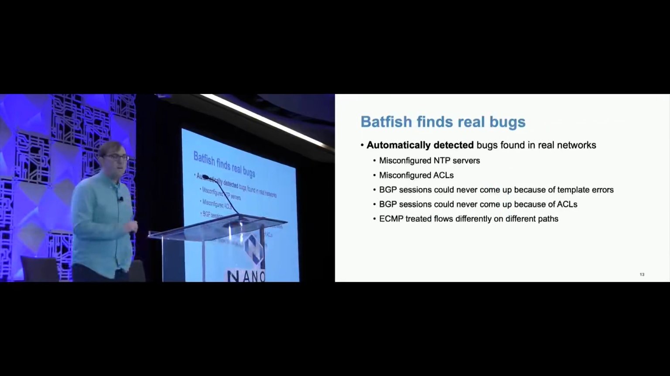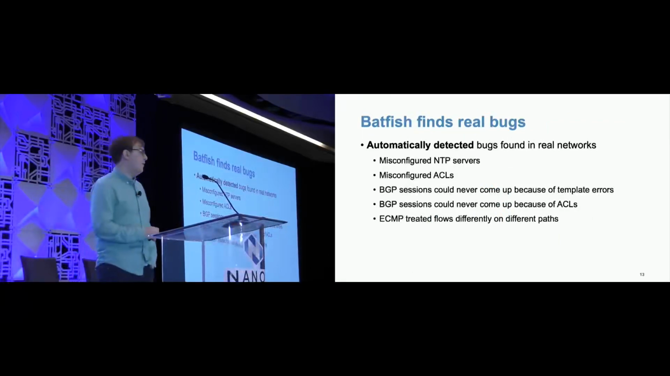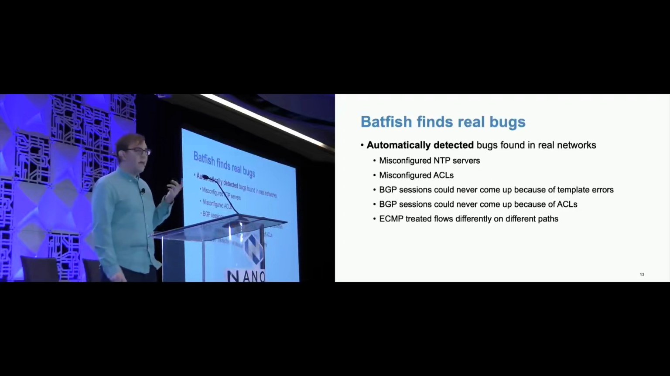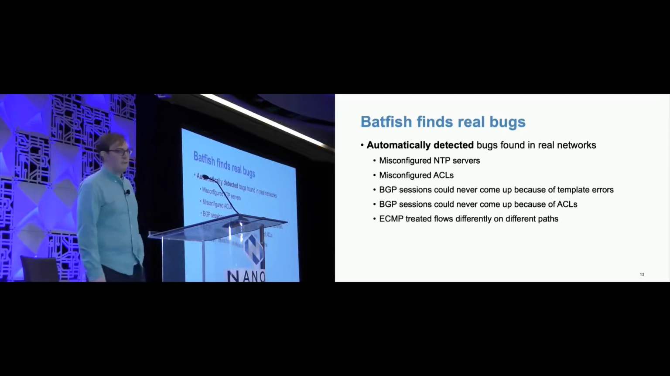And this is a very small summary, but Batfish finds real bugs in real networks. So our users have automatically detected bugs in things like misconfigured servers, misconfigured ACLs, where, for example, in one case, they were mixing iOS and ASA masks in their ACLs. And so they thought they were allowing a single IP. They were actually allowing all. And it's really hard to notice when things are failing open because everything still works.